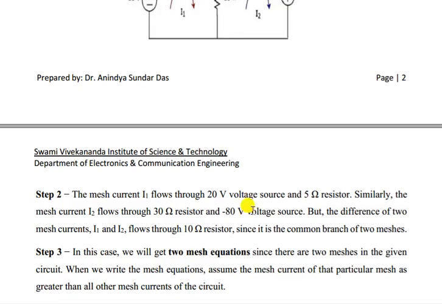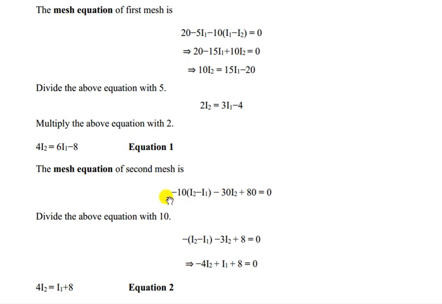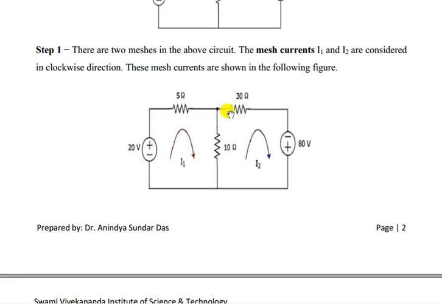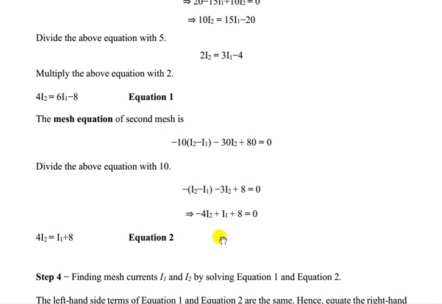Now for the second loop, we have 10 (I2 minus I1). For resistance there is a voltage drop, and according to this direction, the current is going downward for this branch, so going minus to plus, so positive. So here: minus 10 (I2 minus I1) minus 30 I2, because here only I2 current is flowing, plus 80 equal to 0. If we solve, we will get equation 2.